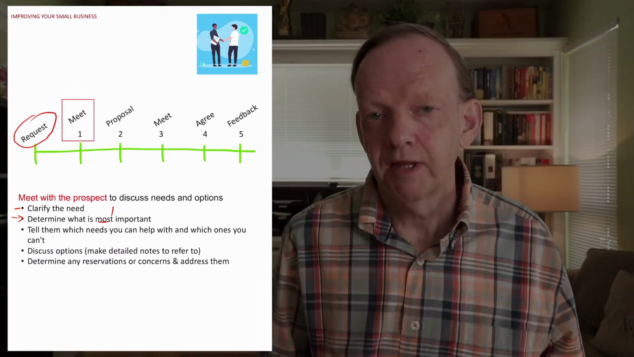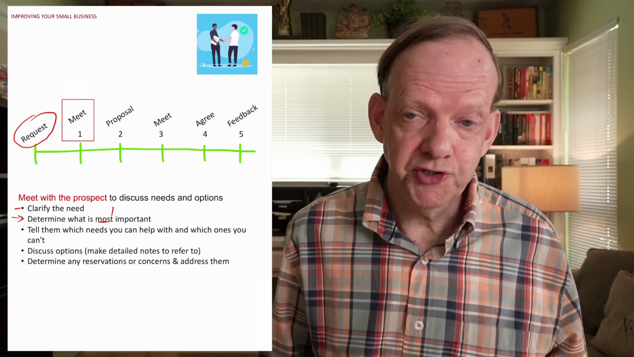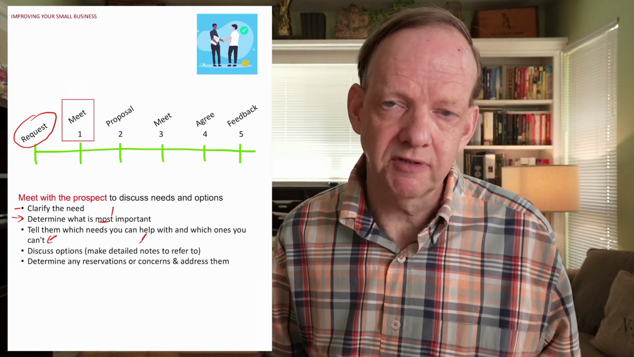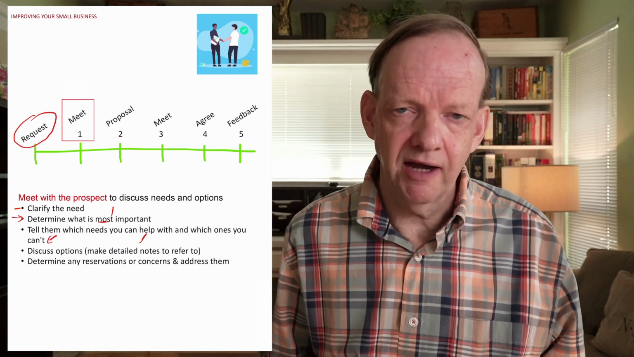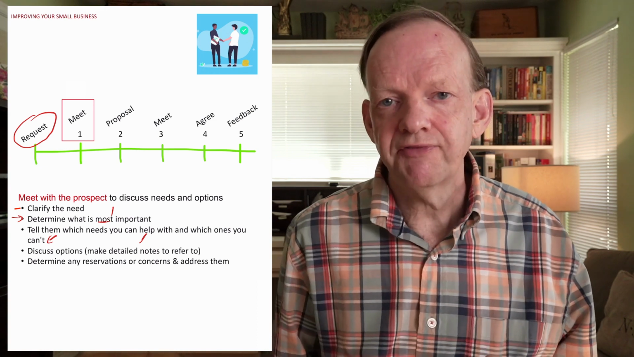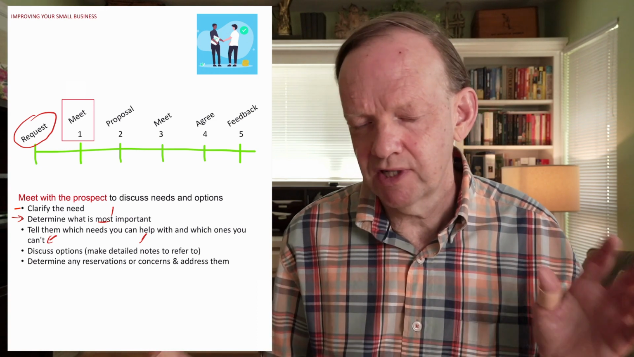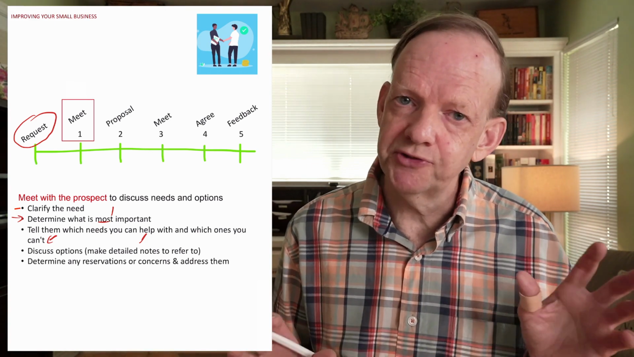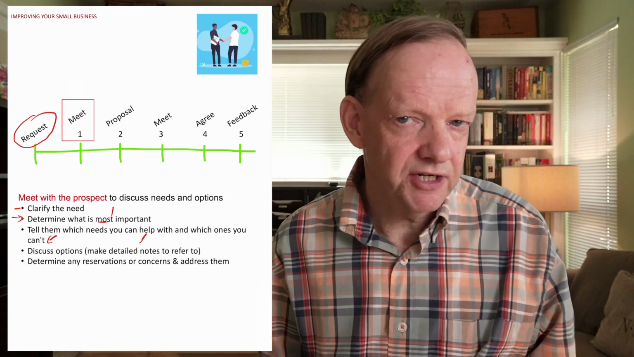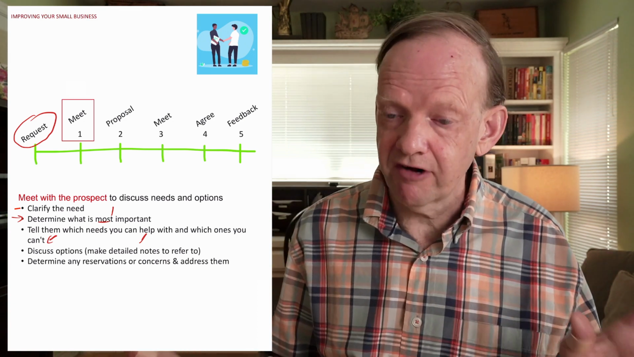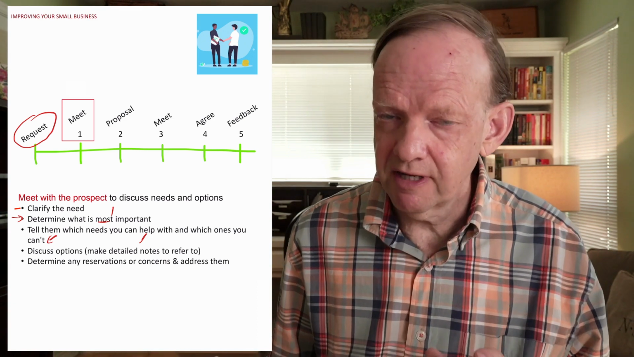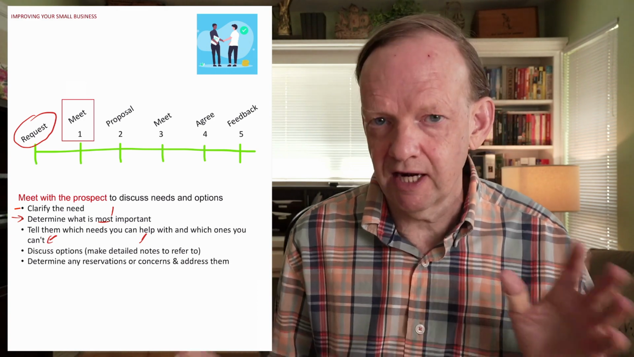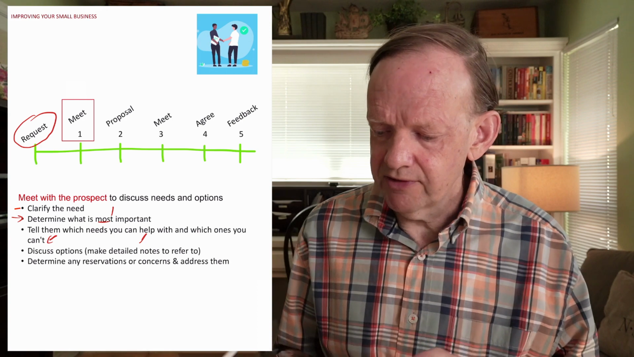So you can also explain to them what needs you can help with and which ones you can't. Part of your credibility building is to be honest about what you can and cannot do. If they ask for ABC and you can do that, you say, I can do that, I'm an expert. If they ask for DEF and you say, well, I do D, but I don't do E and F, but I know people that do that very well, you're building credibility by explaining what you do and don't do, if that comes up in the discussion.